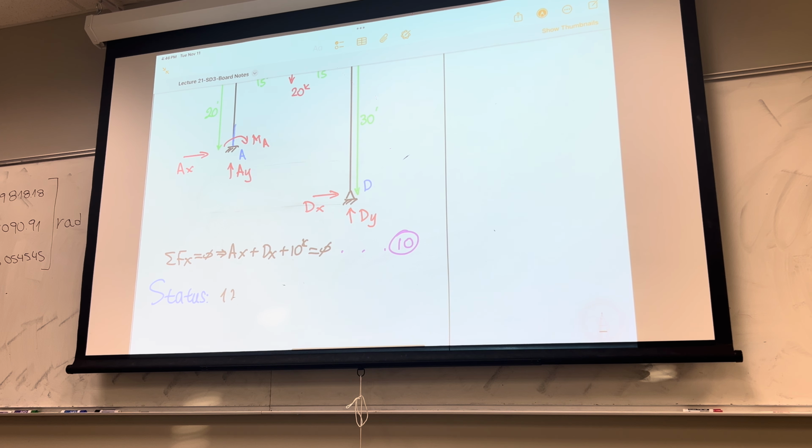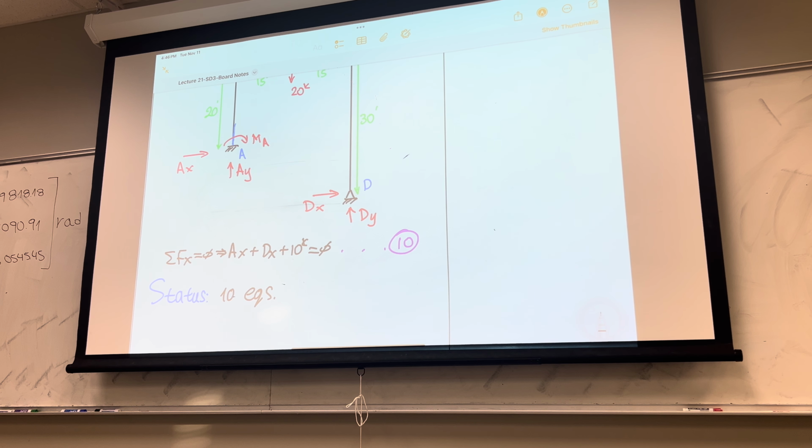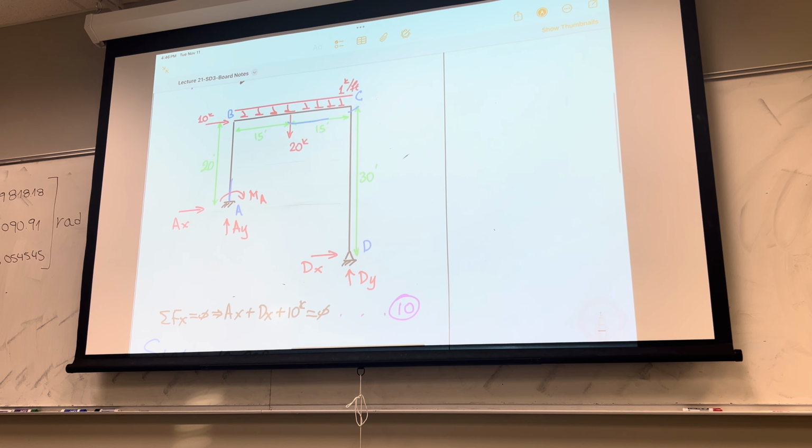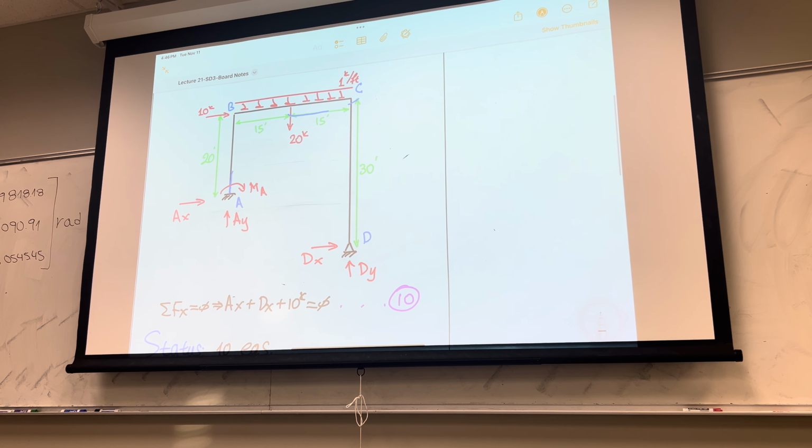Now we have 10 equations. But can we have the sum of moments of y? It's not going to help us. Sum of moments where? Like y? You said the sum of moments, the sum of forces at x, along the x-axis.